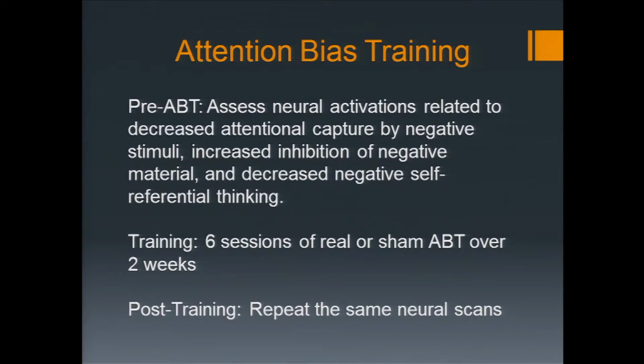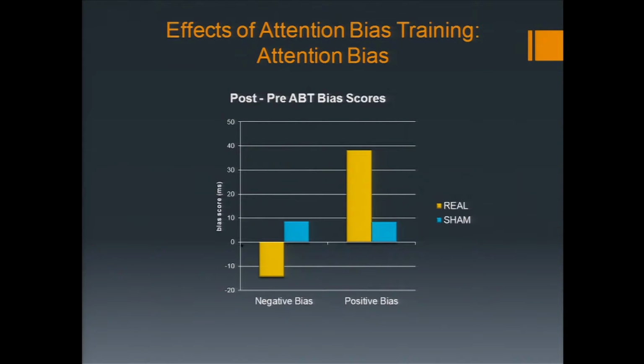So first, we also have been assessing stress reactivity, and more important for this, neural activity related to inhibiting negative material and neural mechanisms that we think are engaged in self-referential thinking, negative self-referential thinking or rumination, pre and post. So the first thing you need to see is that attention bias training changes attention bias. All right, well, perhaps not surprising. These are data.